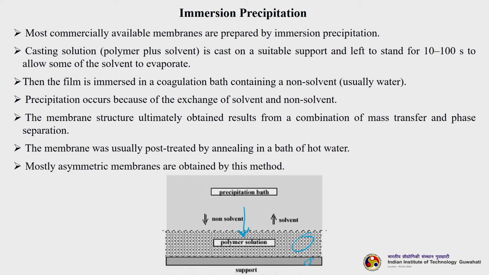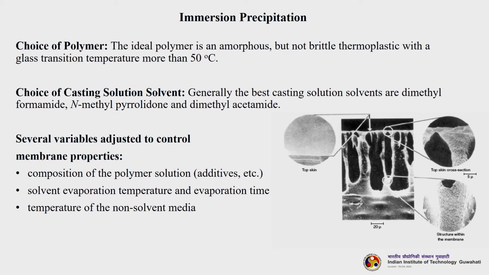The membrane is usually post treated by annealing in a bath of hot water. Annealing is a metallurgical process. Mostly asymmetric membranes are obtained by this method; you can understand that we are talking about an asymmetric membrane here, with two layers. The choice of polymer and of casting solution solvent is very important for this process. The ideal polymer should be amorphous, but not a brittle thermoplastic, with a glass transition temperature usually more than 50 degrees centigrade. We can have a variety of casting solution solvents. Usually the best ones are dimethyl formamide, N-methyl pyrrolidone and dimethyl acetamide.